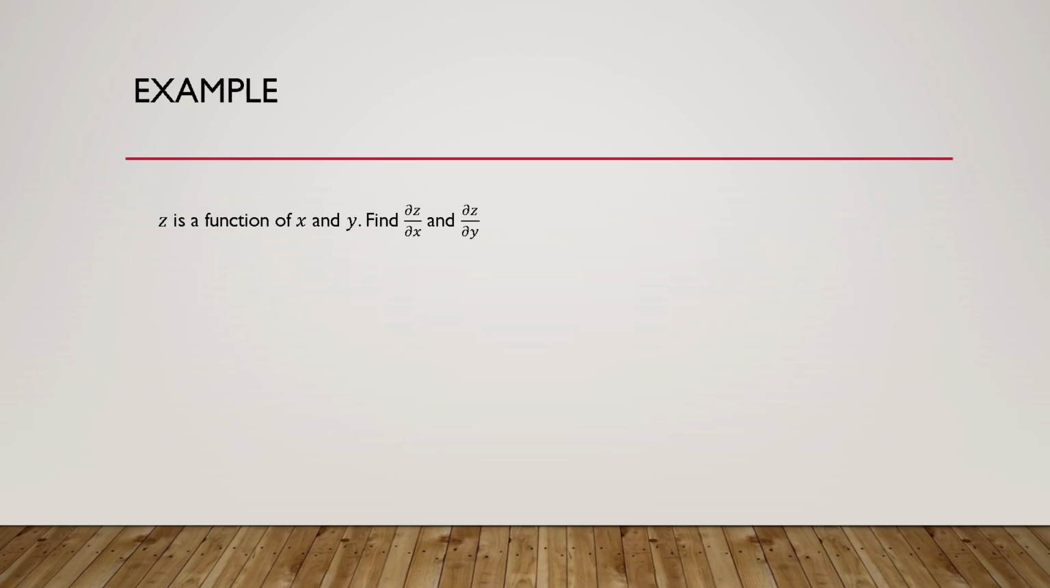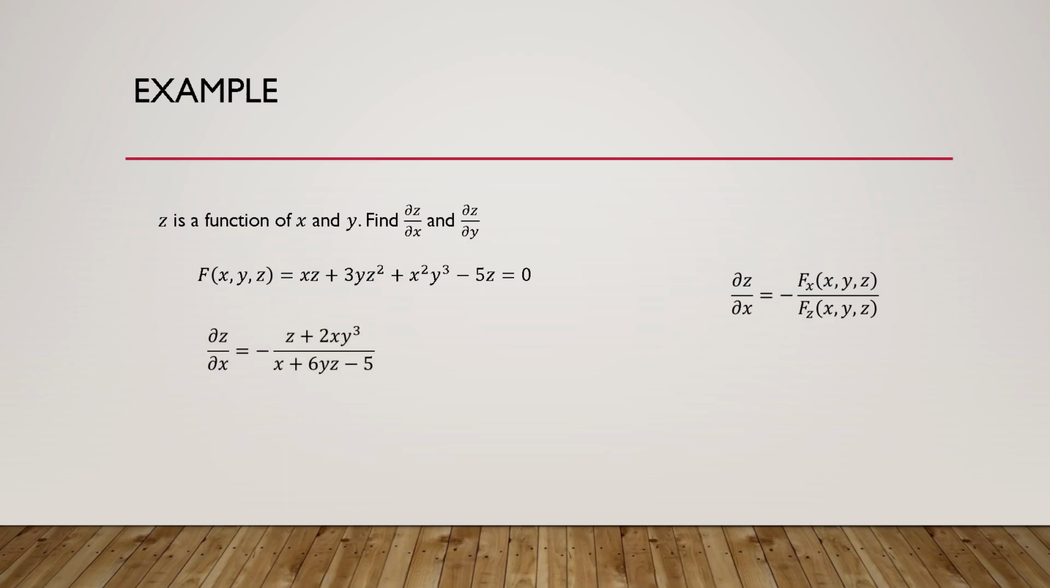As another example, z is a function of x and y. Find the partial derivative of z with respect to x and the partial derivative of z with respect to y for the function f of xyz equals xz plus 3yz squared plus x squared y cubed minus 5z equals 0. The partial derivative of z with respect to x equals negative the partial derivative of f with respect to x of xyz over the partial derivative of f with respect to z of xyz. Therefore, the partial derivative of z with respect to x equals negative z plus 2xy cubed all over x plus 6yz minus 5.